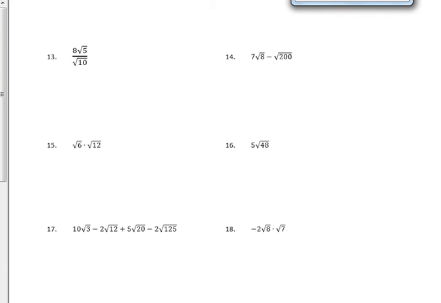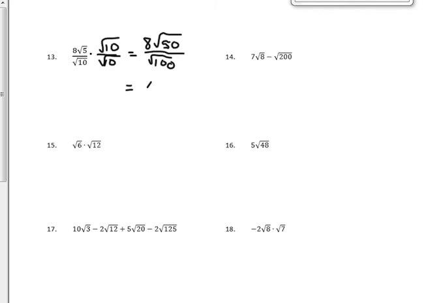So number 13, I've got 8 square root of 5 over the square root of 10. Well, the square root of 10, again, is in the denominator, so I need to multiply by 1 and rationalize that denominator, get rid of the square root out of the bottom. And the 1 that I use is square root of 10 over the square root of 10, because that divides to give me 1, and I don't actually change the problem. So let's take a look at this now. On top, I've got 8, and then inside the square roots, I've got 5 and 10. I'm going to multiply those together to give me a 50. On the bottom, I've got 10 times the square root of 10 times the square root of 10, which is the square root of 100.